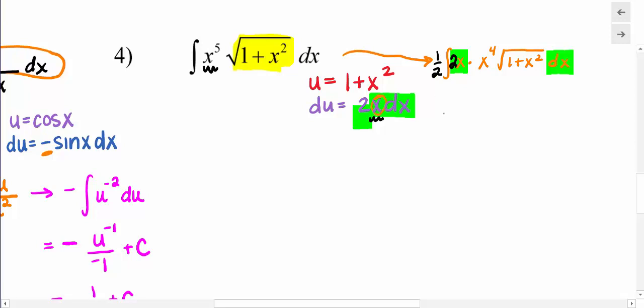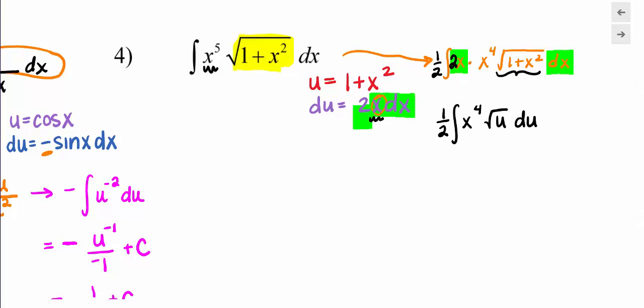So far, here's where I'm at in my substitution. I have a 1/2 out. This 2x dx is going to be du. Nothing has happened yet with that x to the 4th. And then this part right here was my u, so that's square root of u. I can't integrate this in single variable Calc 1 where I have two still variables.